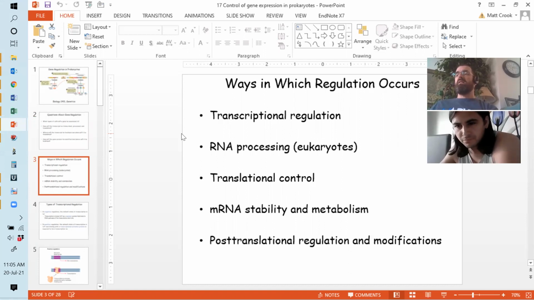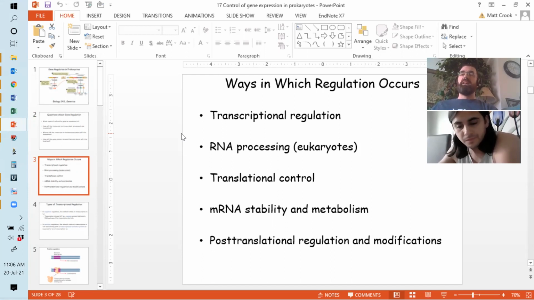So, in terms of the ways in which regulation occurs, some of these apply to prokaryotes, others are really eukaryotic specific. The idea is that there are many different levels on which regulation can occur. It can occur at the time of transcription: do you transcribe this gene or not? It can occur at the level of RNA processing in eukaryotes. Do you translate that transcript or not? Essentially, everything after transcriptional regulation is really more eukaryotic than prokaryotic.